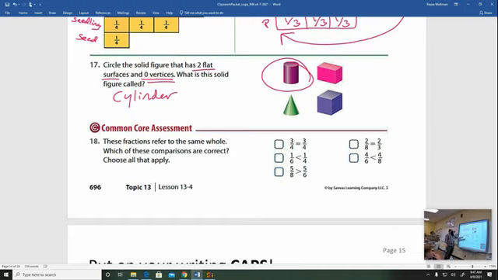Okay, let's take a look at this one. These fractions refer to the same whole. Which of these comparisons are correct? Choose all. Guys, I cannot emphasize this enough, but some of you missed this on our last test. When it says choose all that apply, that means there is more than one answer. Very, very likely that there's more than one answer. Okay? You've got to make sure that you look at every single one. When you see that word all, you have to look at every single one of them and test them and see if they're right. Okay?